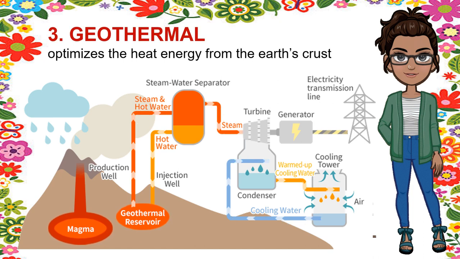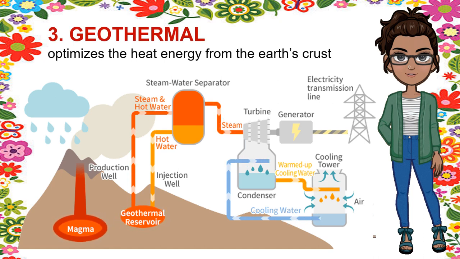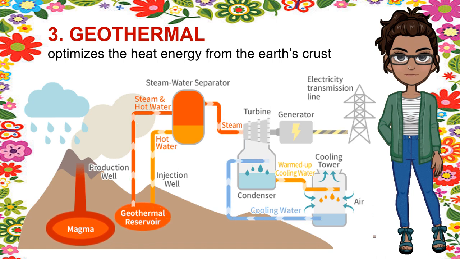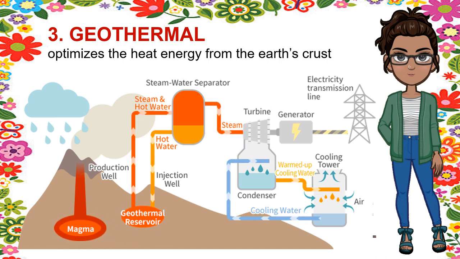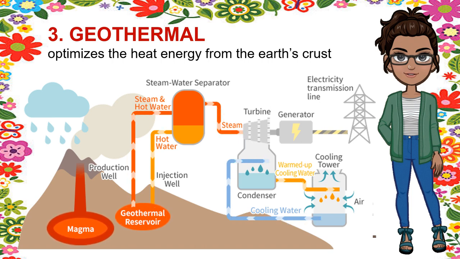Geothermal. This energy optimizes the heat energy from the Earth's crust. This heat energy heats up rocks, affecting the nearby groundwater. Once the groundwater becomes so hot, it turns into underground steam. Then this steam is used to drive turbines that generate electricity.